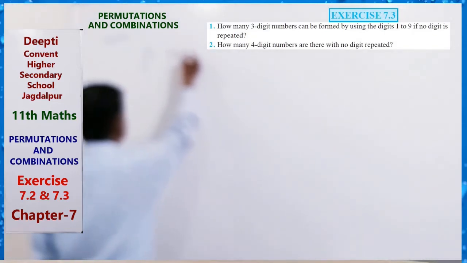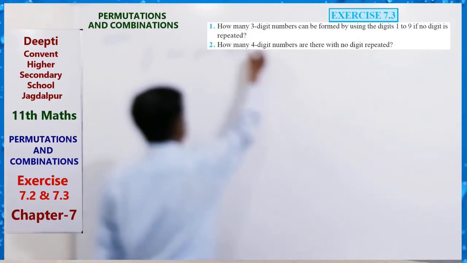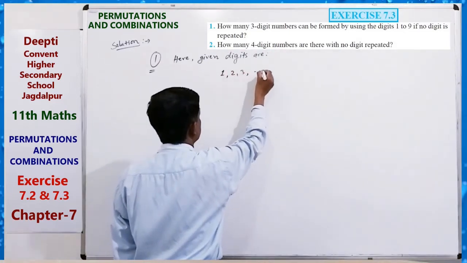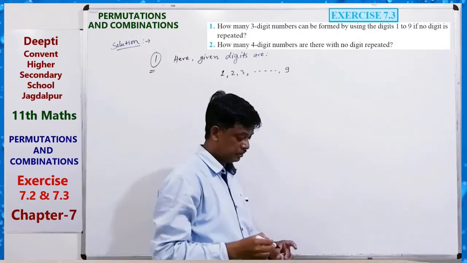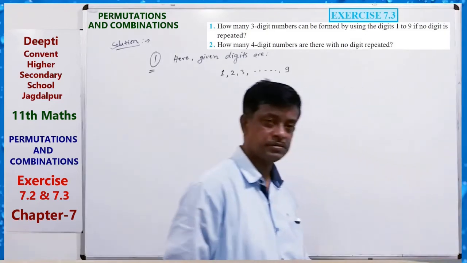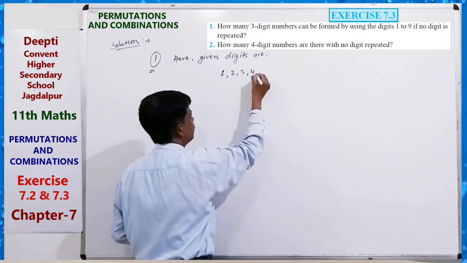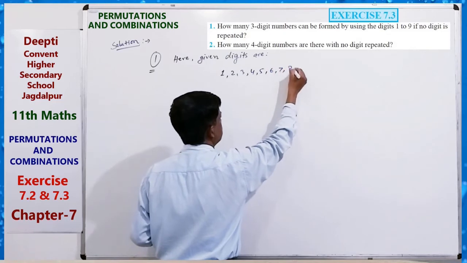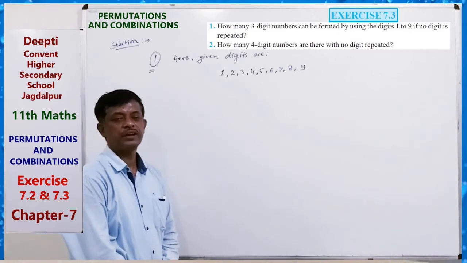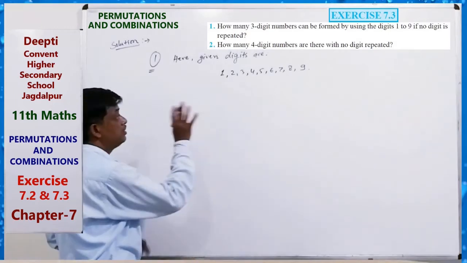Here the given digits are what? 1, 2, 3 up to 9. Clear? 1, 2, 3, 4, 5, 6, 7, 8, 9. These digits are given. We have to make a 3-digit number. Okay, 3-digit number.